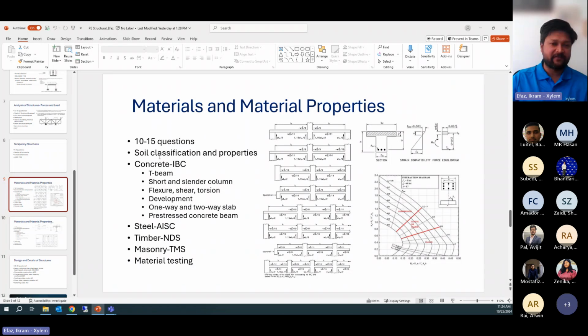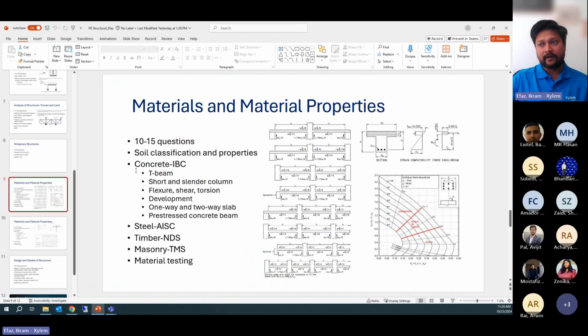The first is soil classification and properties. All the equations are given there, the phase diagram, or some soil testing procedures. If you go to the manual for the PE, you will find those equations there. You just have to practice some problems. That's it. You don't have to go very extensively into soil.